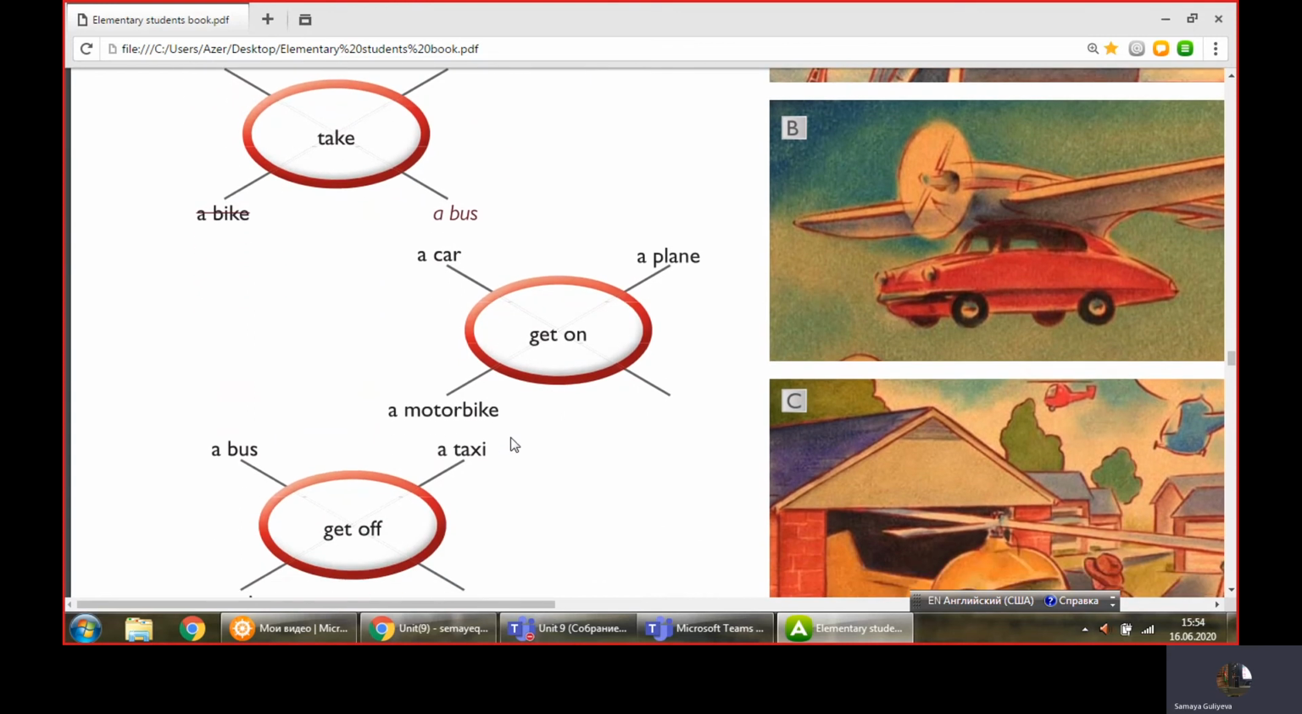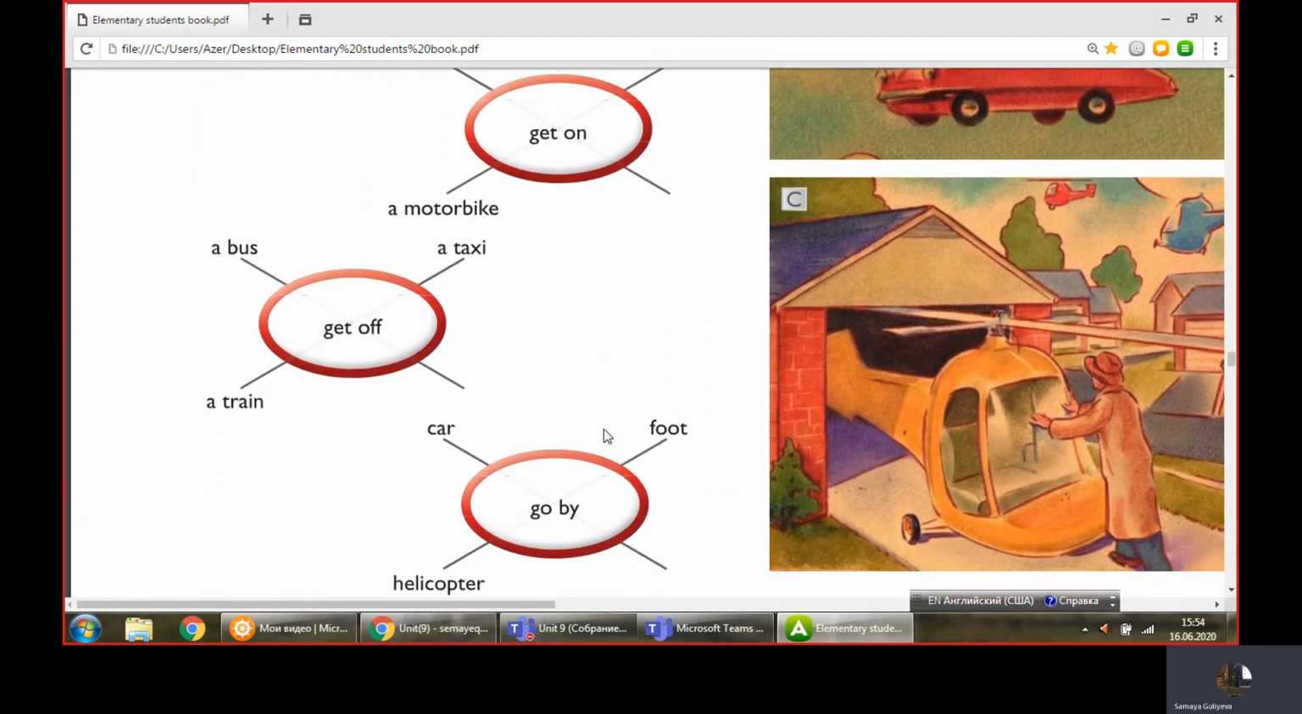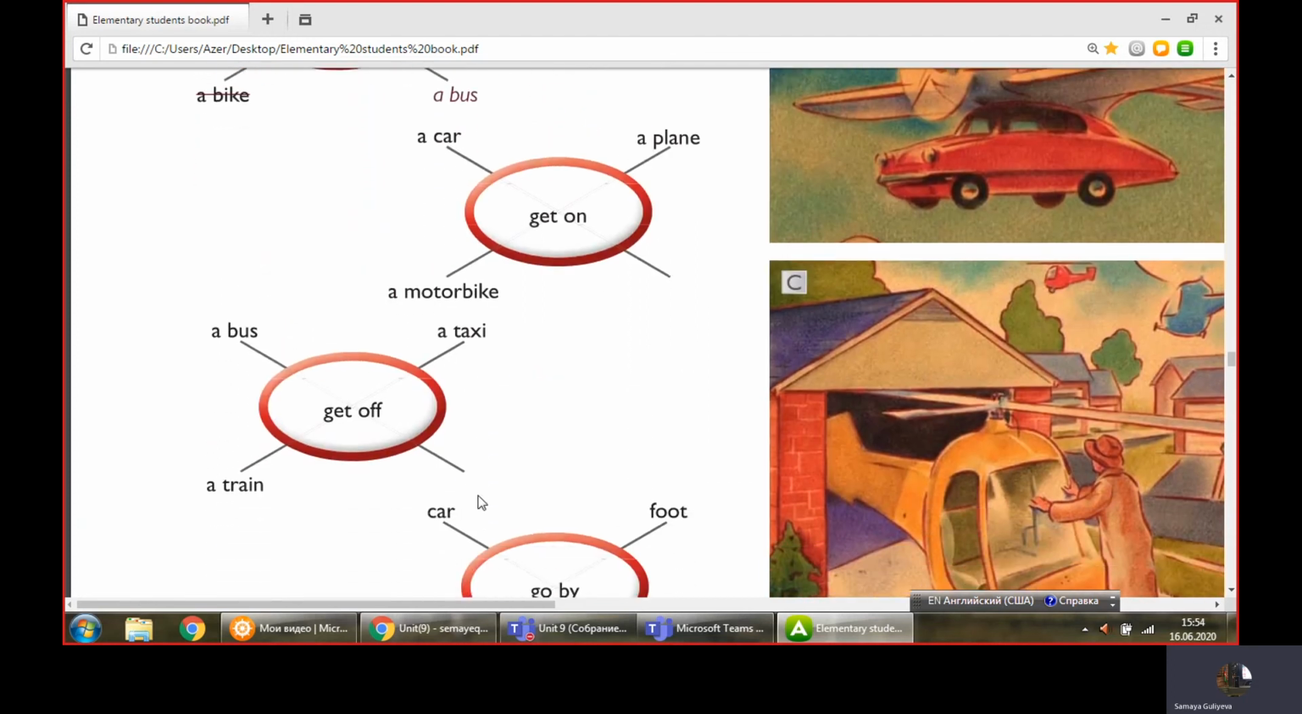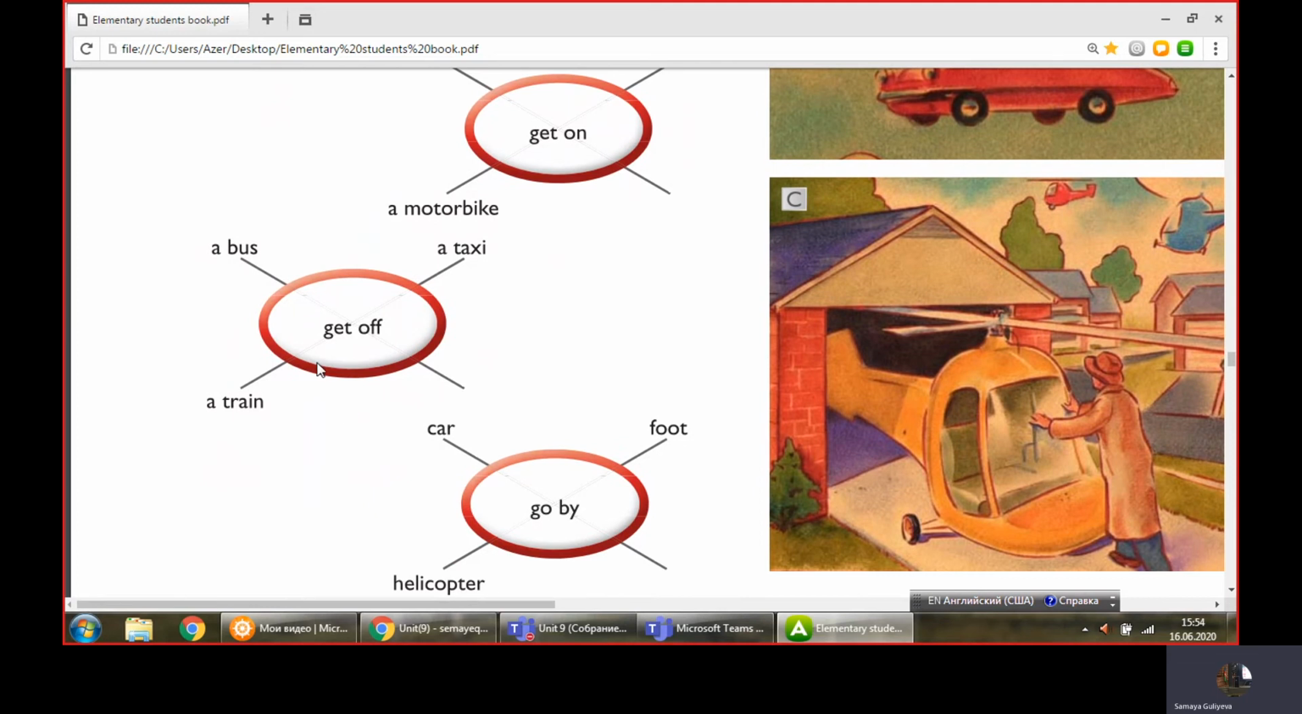So we can use get on a car, get on a plane, but we cannot use get on a motorbike because motorbike is not public transportation, and instead of motorbike we use train, get on a train. And get off, we can use get off a bus, get off a train, but we cannot use get off a taxi. Instead of a taxi, we use get off a tram.